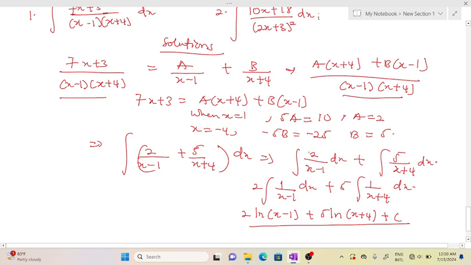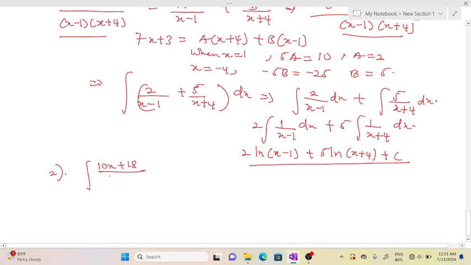So my problem 2, I'm going to have the expression integral of 10x plus 18 all over the expression 2x plus 3 all squared, right? So to solve this expression, this is also another form of partial fraction. So I hope you've done partial fraction in your high school, so it shouldn't be a problem. It's just applying it in this manner, right? So let's see.